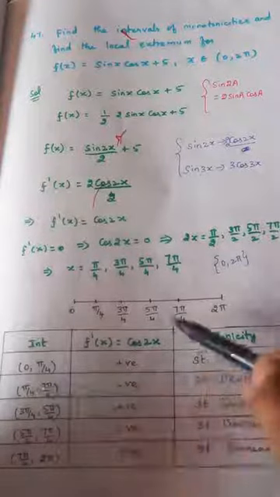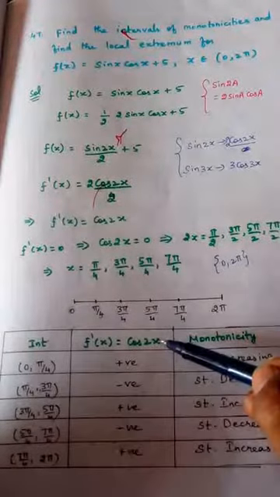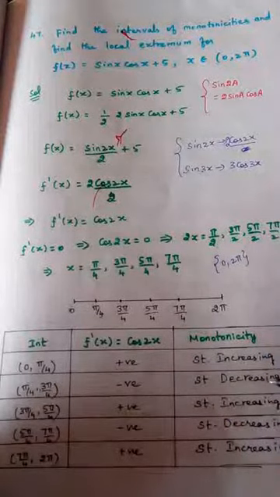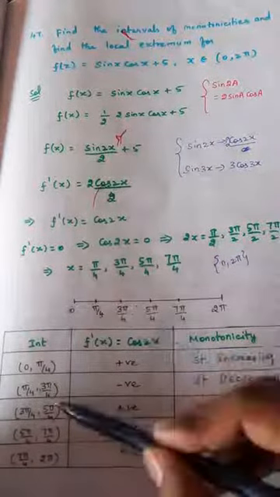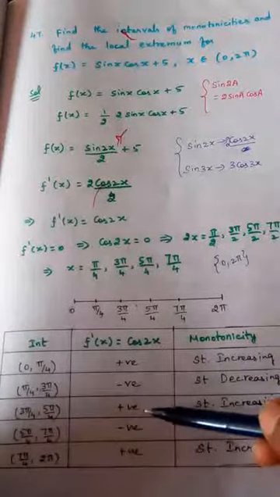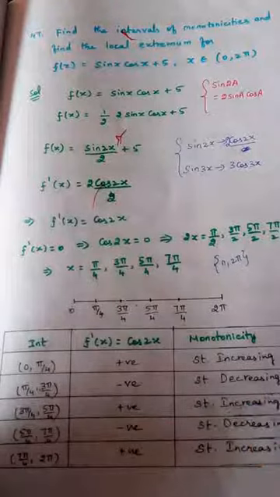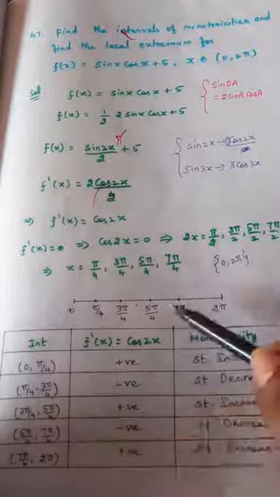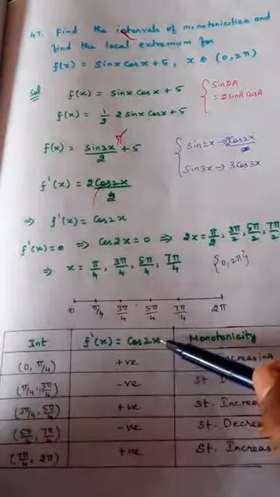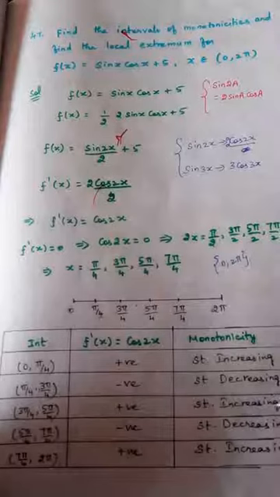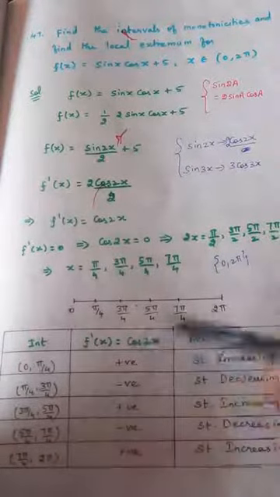Within this, take one value and substitute and see whether it is positive or negative. You will get a negative answer. So strictly decreasing. Third interval, substitute one value here. If you substitute and see, you will be getting a positive answer. So strictly increasing. Like that we have to do. 5 pi by 4 to 7 pi by 4. Put one value in this x place. See the value, which will be negative. So strictly decreasing. 7 pi by 4 to 2 pi.